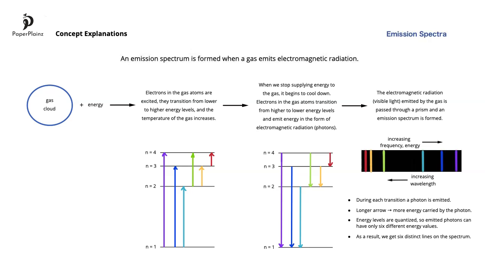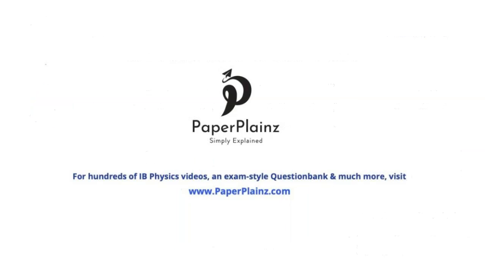The more energy a photon carries, the closer the emission line formed by the photon will be to the violet end of the spectrum. So as you can see, the longest arrow corresponds to the violet line, the second longest arrow to the blue line, and so on. This completes our discussion of emission spectra. In the next video, we'll learn about absorption spectra.